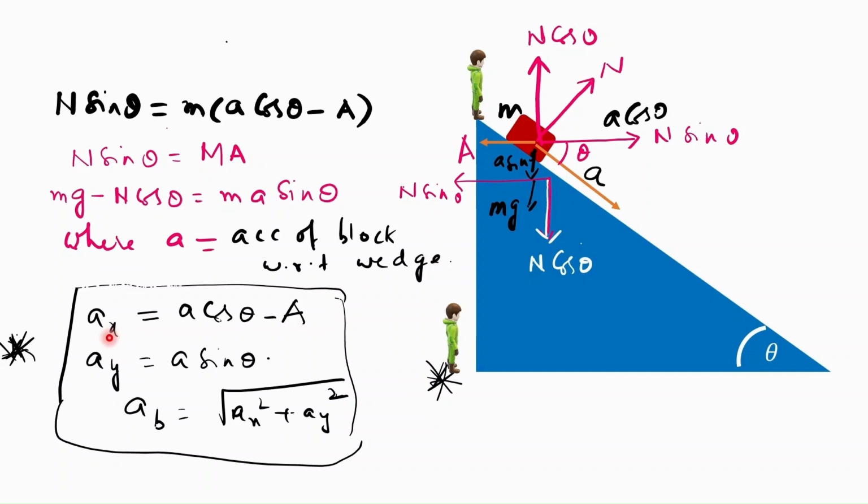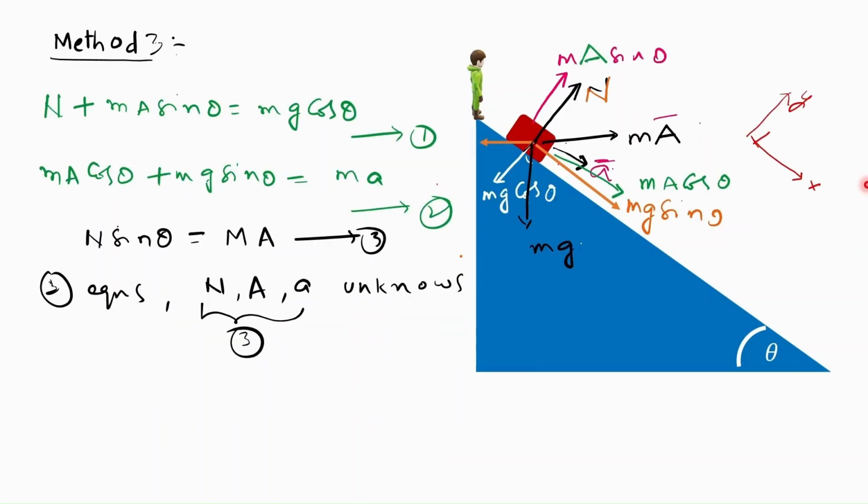Now, what is this Ax? Ax is the acceleration of the block in the horizontal direction, a cos theta minus A. Here, wedge acceleration is also considered. Therefore, we get this Ax with respect to the ground only. And Ay means the vertical acceleration of this block is equal to a sin theta. Therefore, AB, the acceleration of the block with respect to the ground, is equal to root of Ax square plus Ay square.